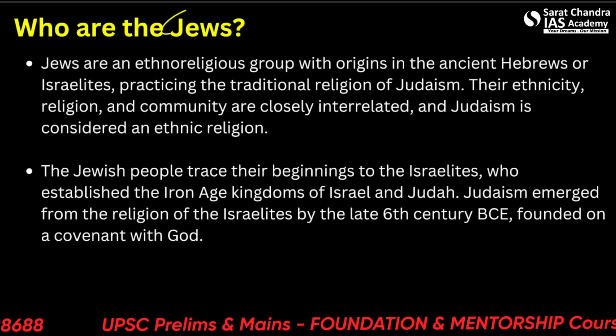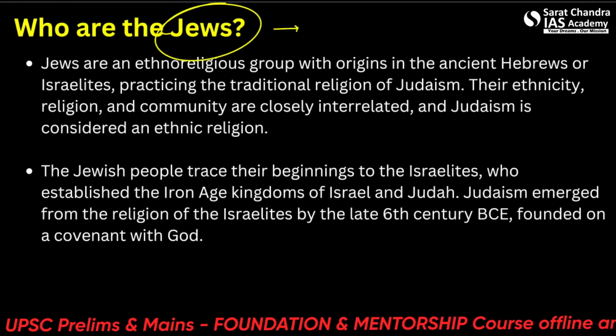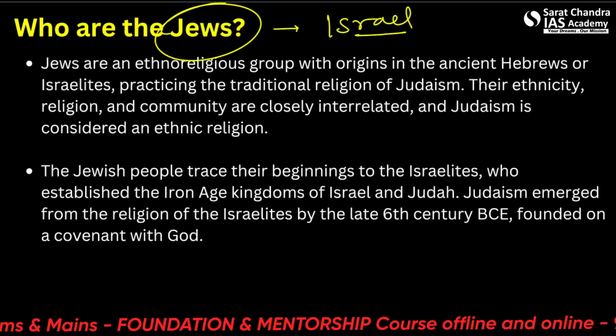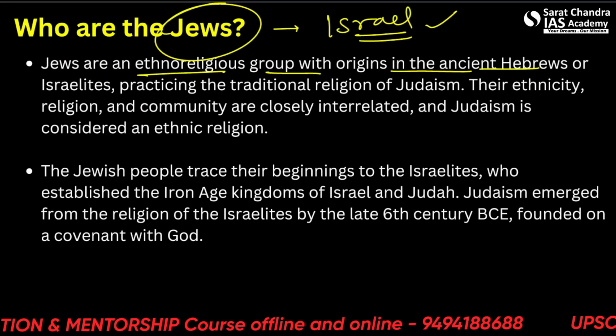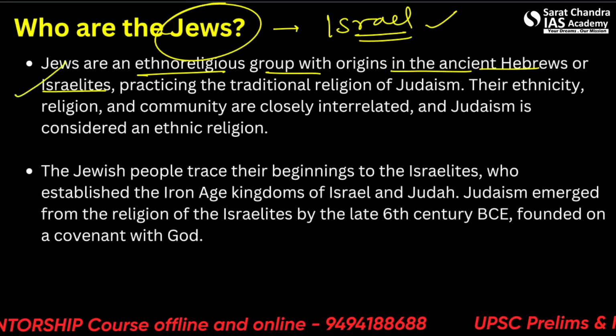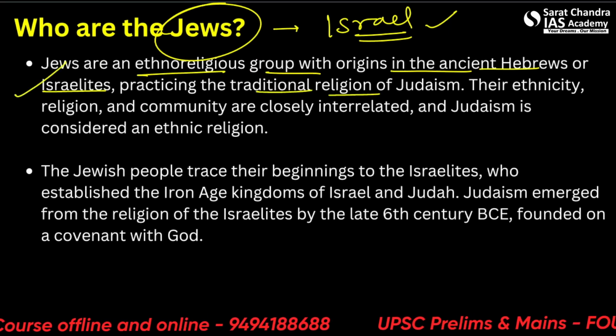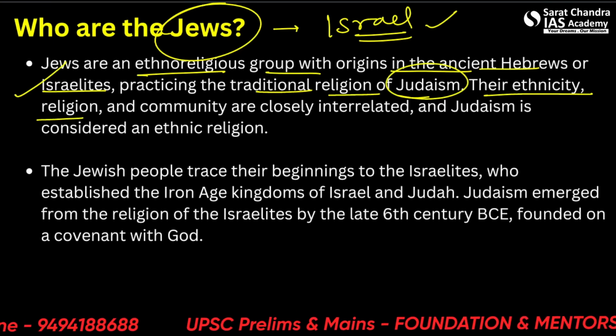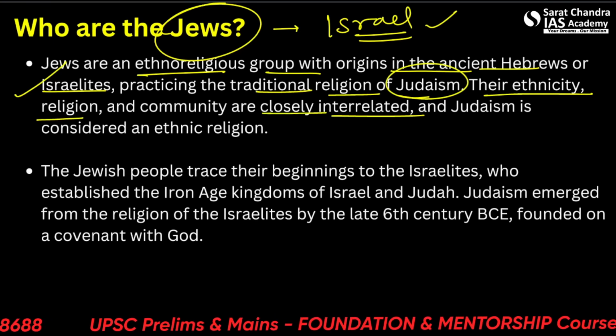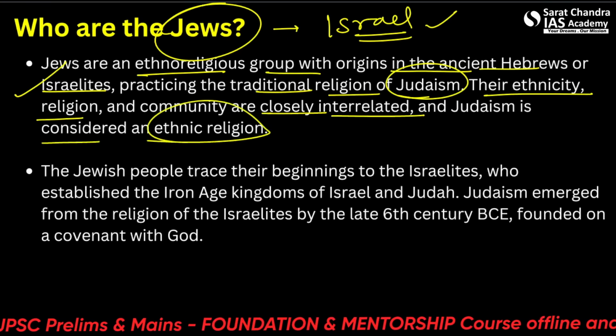Alright, so we should see who the Jews are, which now reside in Israel. Jews are an ethno-religious group with origins in the ancient Hebrews or Israelites. We have already seen this part. They practice the traditional religion of Judaism. Their ethnicity, religion and community are closely interrelated, and Judaism is considered an ethnic religion.